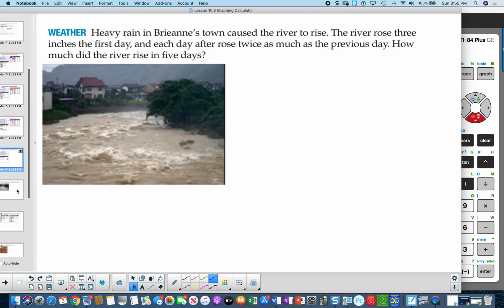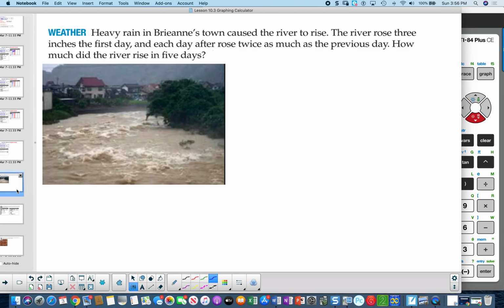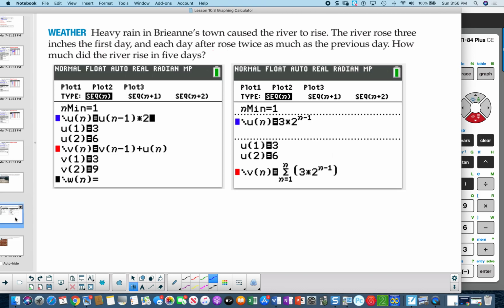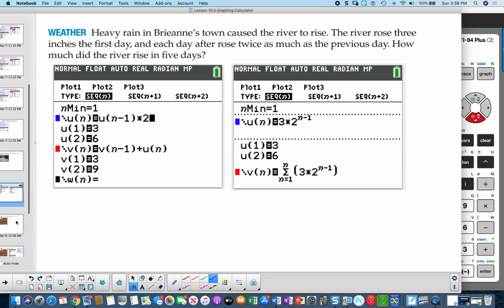And at this point, I'd like you to stop the screencast and see what you can do about solving this problem. Pause, please. And here's the answer. Notice that I showed you how to set it up in a recursive, and then I showed you how to use it in an explicit. Now, I didn't give the answers, but if you go ahead and graph that, I think you'll be fine.